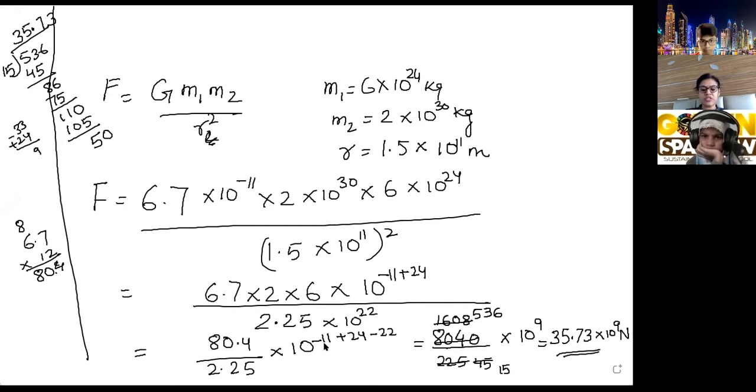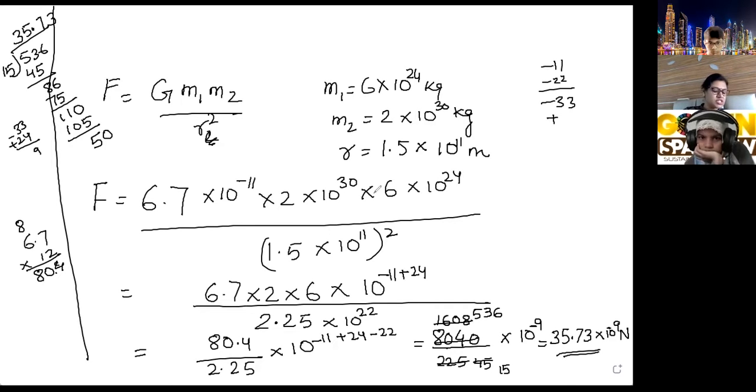I think मैंने calculation wrong किया है. Just check it. Minus 33 plus 24. Power is minus 9, not plus 9. Is it clear? Power is minus 9 because minus 11 plus 24 and this power when it goes in the numerator it is minus 22. Just solve this. Minus 11 and minus 22 is how much? Minus 33. Minus 33 plus 24.